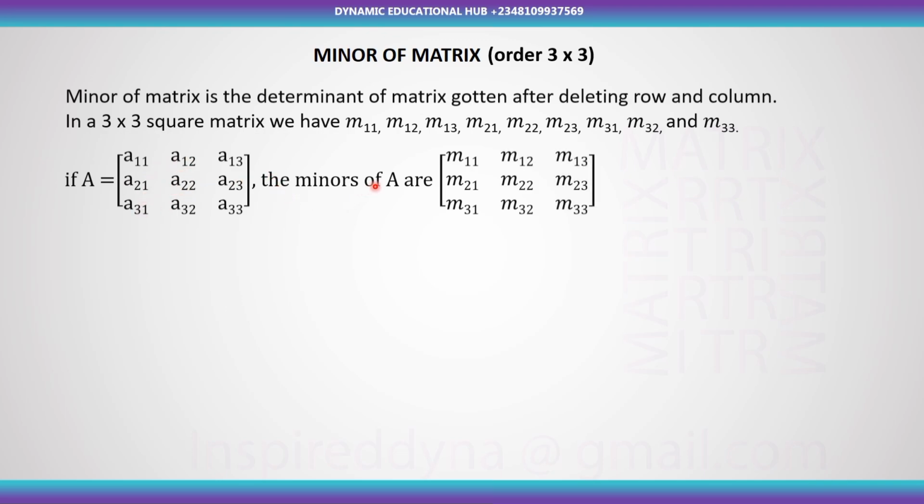The minor of A is going to be this: M11, M12, M13, M21, M22, M23, M31, M32, M33. And let's find M11. To find M11 is quite simple. You just delete the first row and the first column. Then you find the determinant of this.